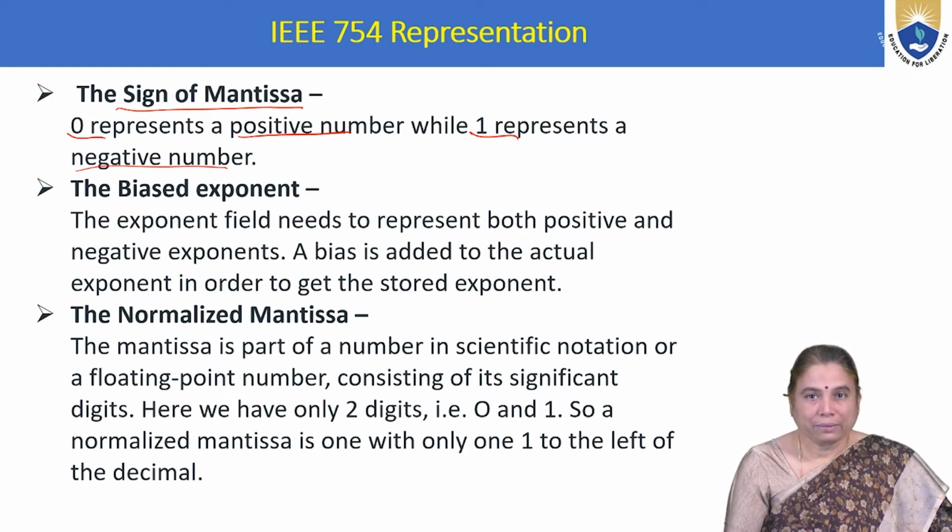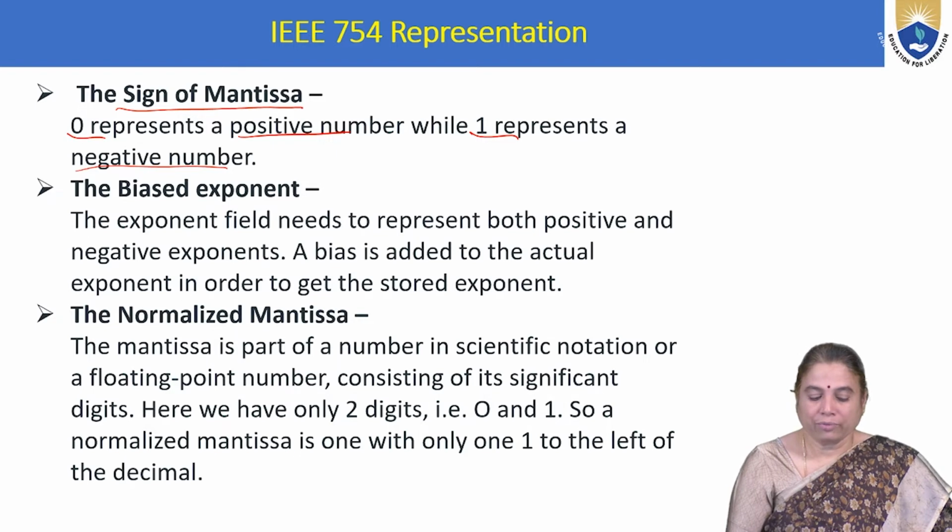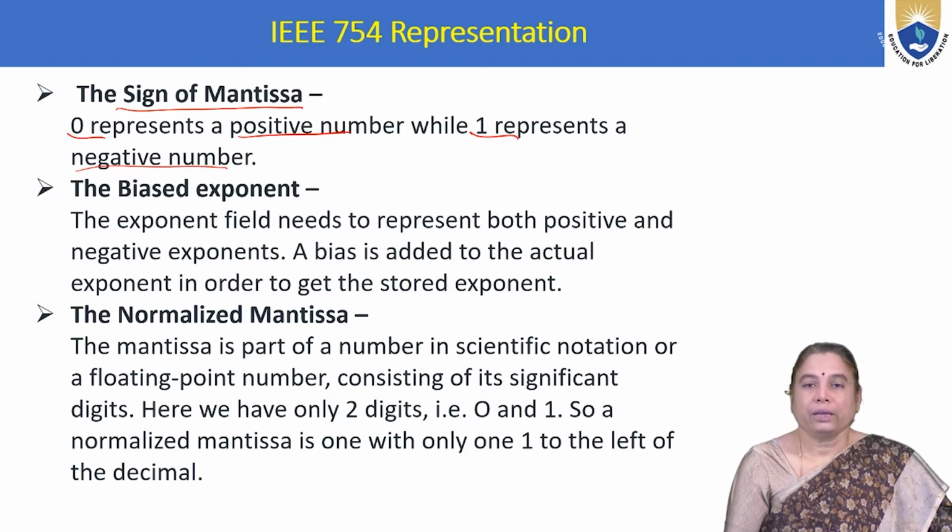Next, the normalized mantissa is the other part of the representation. The mantissa is the part of a number in scientific notation or a floating point number. It consists of significant digits. Here we have two digits, either 0 or 1. The normalized mantissa has only 1 to the left of the decimal point. So this can be represented with the m into r power e format.